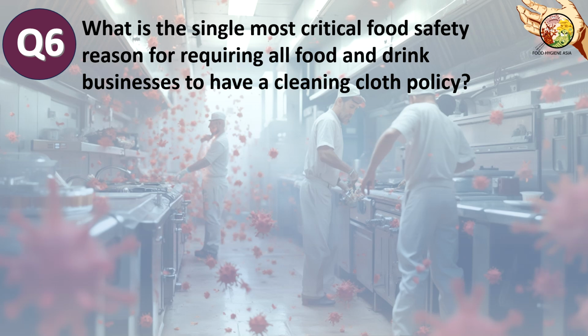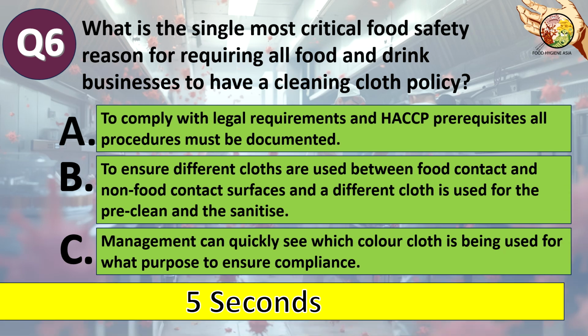Question 6. What is the single most critical food safety reason for requiring all food and drink businesses to have a cleaning cloth policy? A. To comply with legal requirements and HACCP prerequisites, all procedures must be documented. B. To ensure different cloths are used between food contact and non-food contact surfaces, and a different cloth is used for the pre-clean and the sanitize. C. Management can quickly see which color cloth is being used for what purpose to ensure compliance.